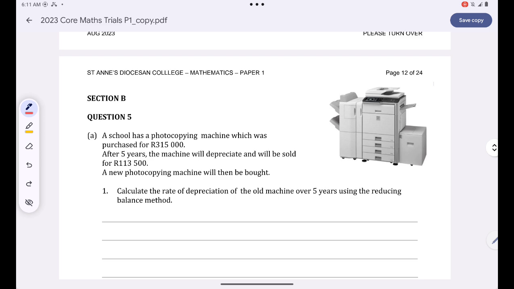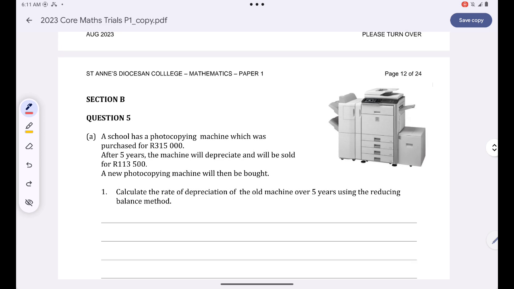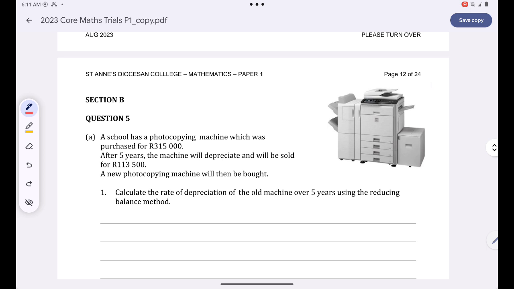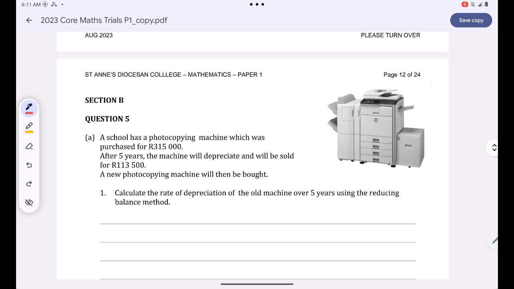And please, guys, do take this seriously. I strongly believe that knowing how to tackle exam questions will give you an edge whenever you write your preliminary exam, and most importantly, your final examination.